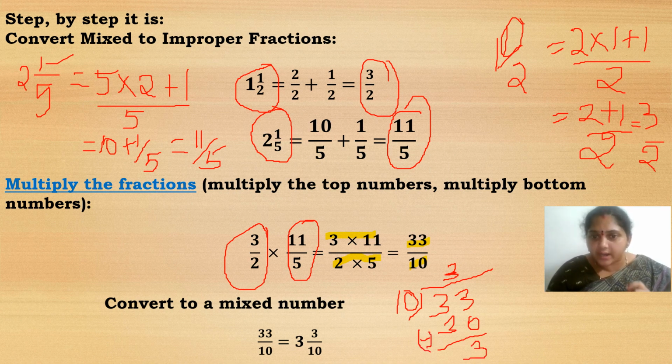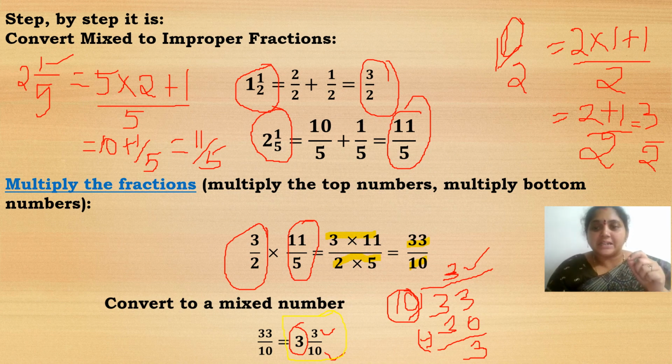Now how we are going to write this? Your remainder will be your numerator, your divisor will be your denominator, and the quotient will be your whole number. So your fraction is in total 3 3/10. This is your fraction. This is how we are going to multiply fraction into a fraction number. That is mixed fraction into a mixed fraction, converting into improper fraction, multiplying, and then converting again into mixed fraction.